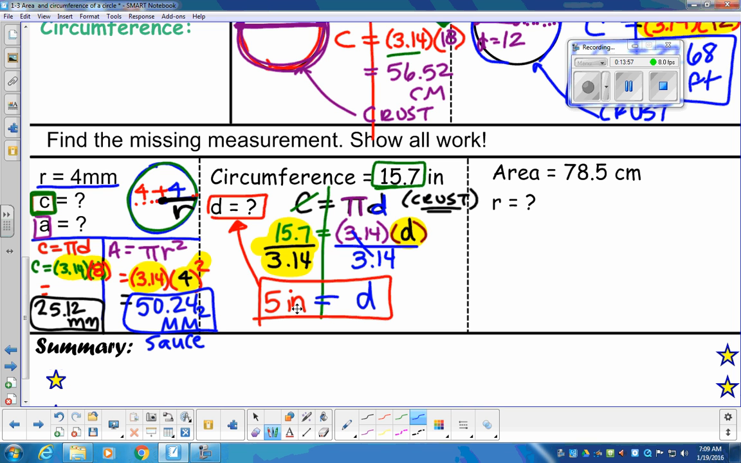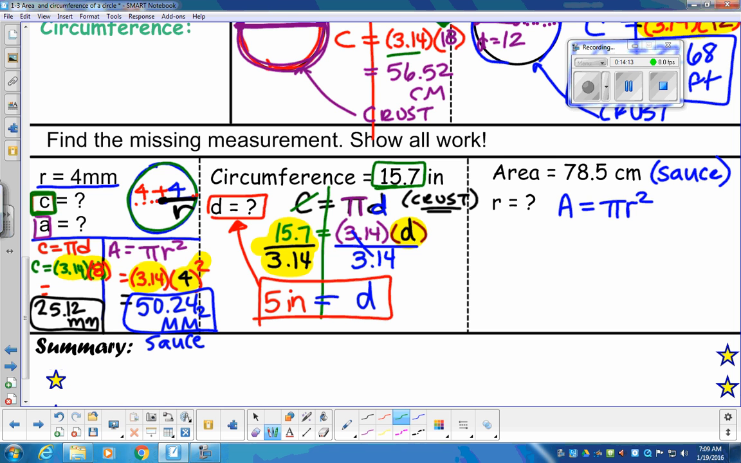All right, next problem is the same concept. We're going to use the area formula, but we're going to have us work backwards on this one. This one's going to be a little bit trickier. So we know that pi r squared sounds like area to me. This is a pizza sauce question. Space inside, all the yummy stuff.